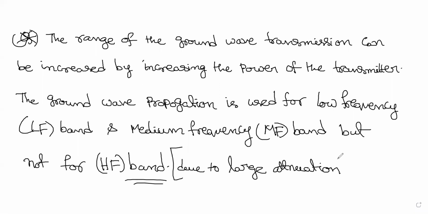Why this attenuation? Because when the wave is trying to travel on the ground, it will induce some current into the earth. When it is inducing current, it will be losing energy. Larger the frequency, larger the energy attenuation. Larger the current it will induce, larger the attenuation. Attenuation means energy fall. There will be energy fall when the wave is transmitting along the ground. So when the frequency increases, there is larger attenuation. So you should never use high frequency band for ground wave propagation.